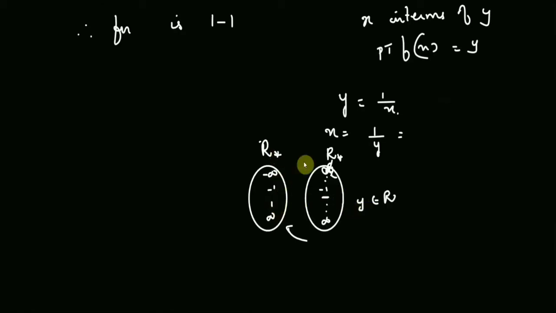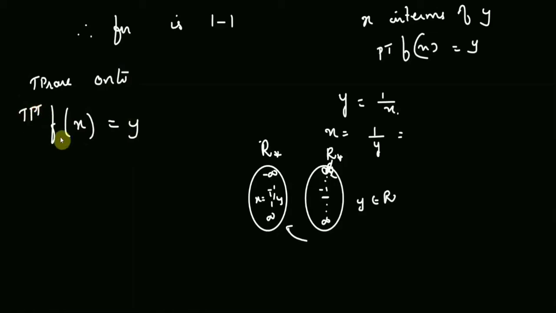If you take any number, because it's a set of real numbers and 0 is not there, so it is true. That means you have to prove that for every y belongs to R, there exists an x such that x is equal to 1 by y and f of x is equal to y. F of what is x? F of 1 by y. Now you have to prove it is equal to y.